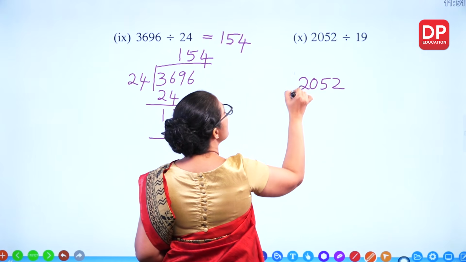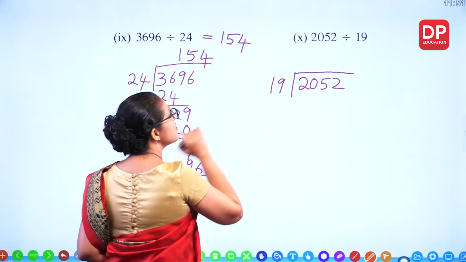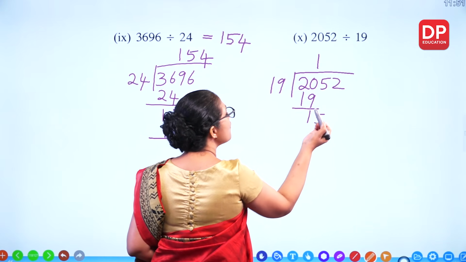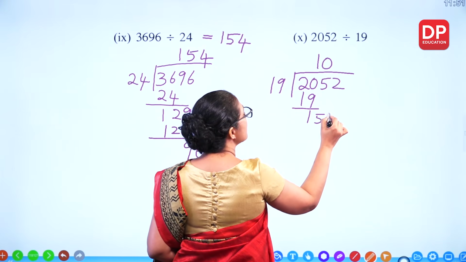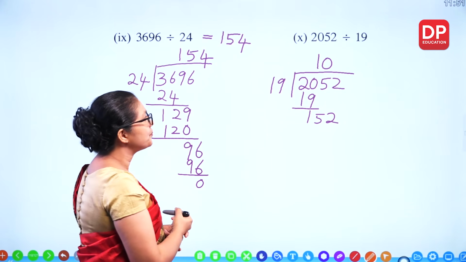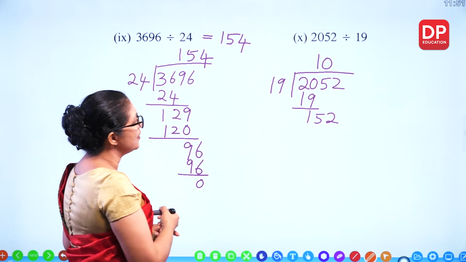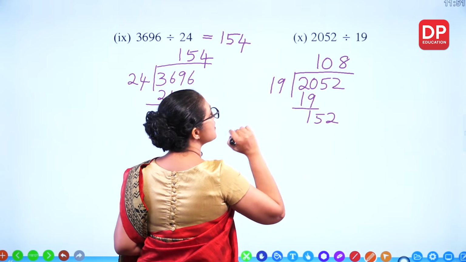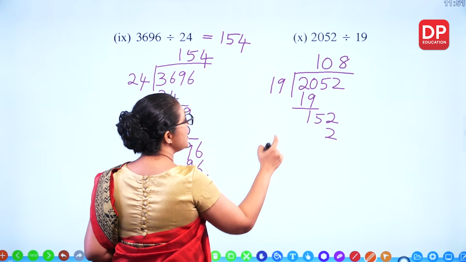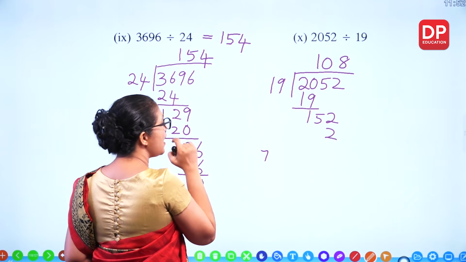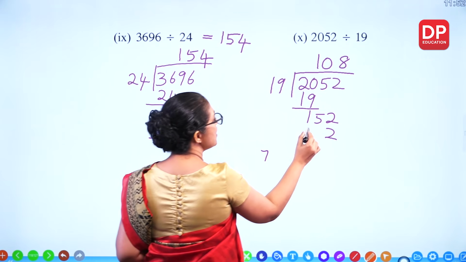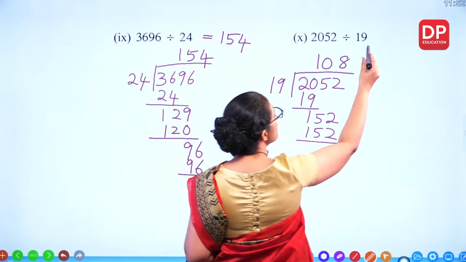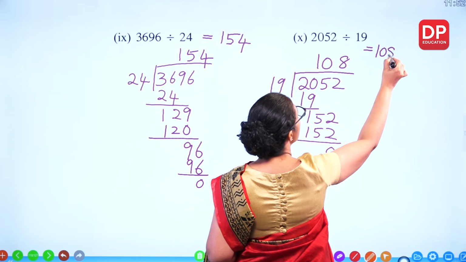This one, 2052 divided by 19. How many 19s? Here 1. Remainder is 1. For 15, nothing. Then for 152, how many? You get 8. 8 times 9, 72. 7 remaining. 8 times 1, 8. 8 plus 7, 15. So you get remainder 0. So what's the answer? 108.